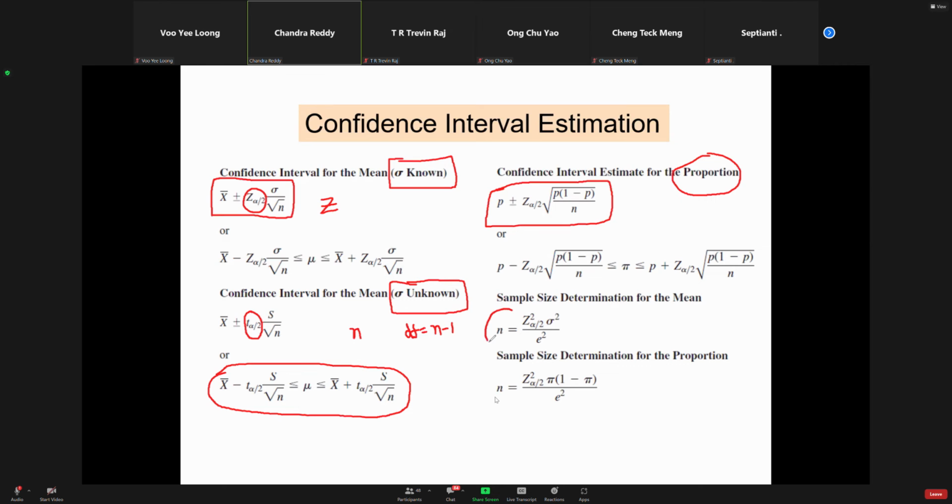Next, the sample size can be determined. What should be the required sample size when the sampling error E is given? The error is given, so what could be the sample size? This formula is for mean, and this formula is for the proportion. There will be one question asked to calculate the sample size based on one of these formulas. So this is about confidence interval estimation.